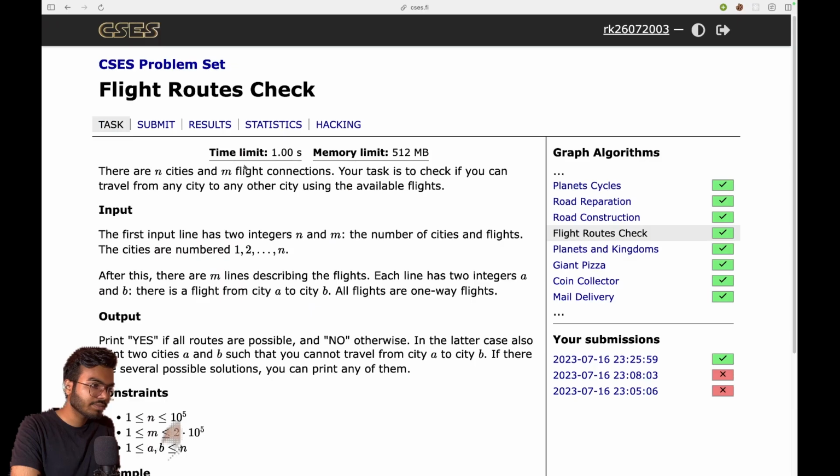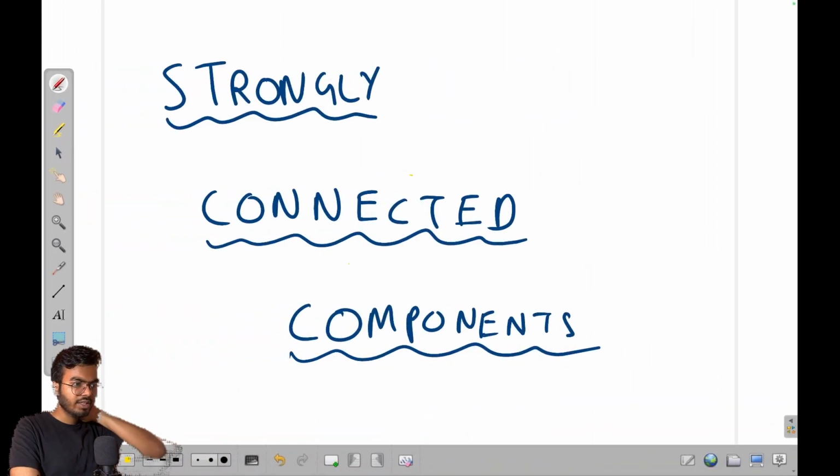able to continue this. So basically, in this video, we will discuss this problem from the CSES problem set, that is the flight routes check. And we will discuss what strongly connected components are and how to actually go about it.